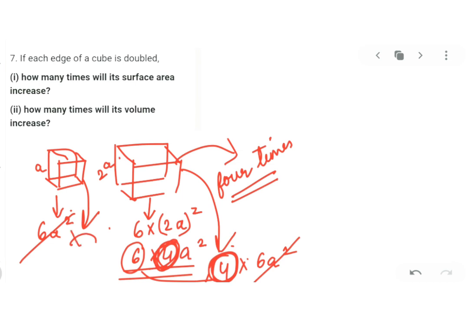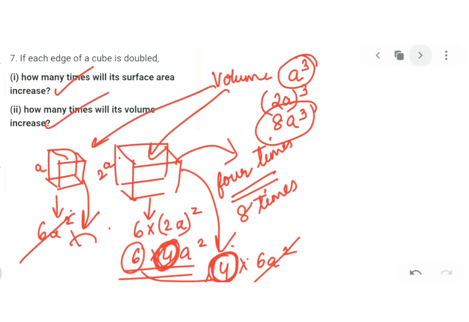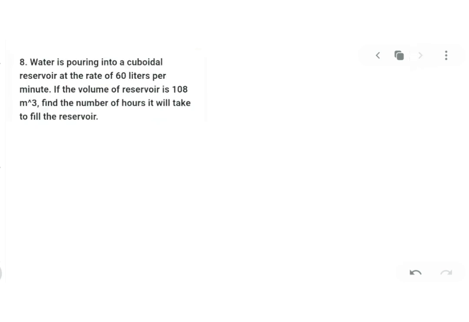Perfect. Next part, how many times will its volume increase. Now let me find the volume. Volume of your first cube will be A cube. Am I correct? And volume of your second cube will be 2A the whole cube. That will make 8A cube. Now what difference you find in A cube and 8A cube? That means volume of a new bigger cube has increased 8 times. Got my point clear? So for your first the answer is 4 times. For your second the answer is 8 times. Let's jump on to next.